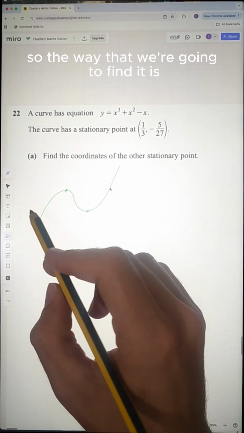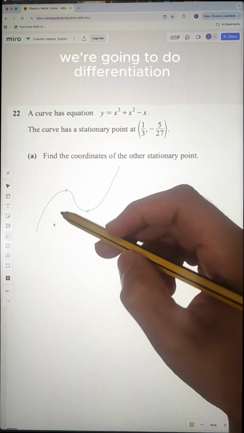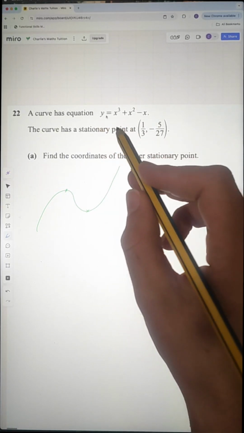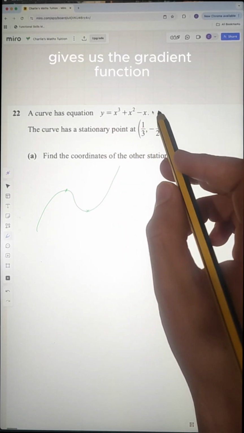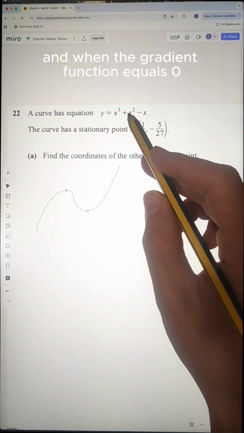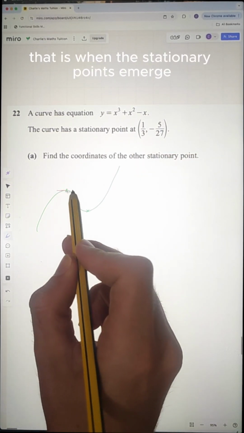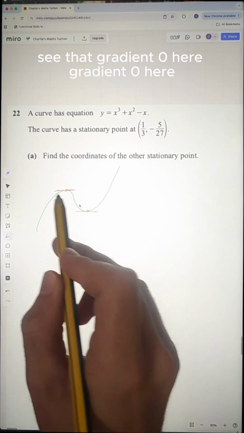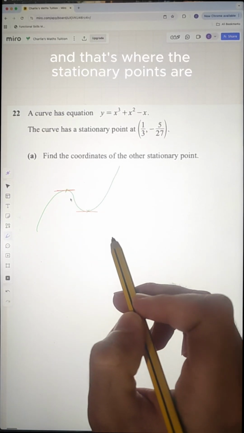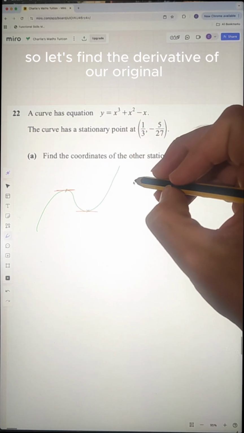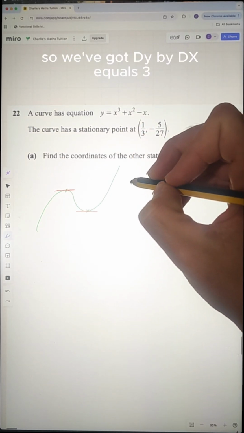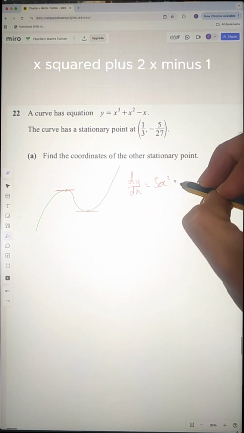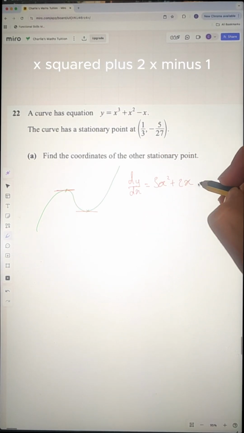So the way that we're going to find it is we're going to do differentiation on the original curve. Differentiating the original curve gives us the gradient function. And when the gradient function equals 0, that is when the stationary points emerge. See that gradient 0 here, and that's where the stationary points are. So let's find the derivative of our original. We've got dy by dx equals 3x squared plus 2x minus 1.